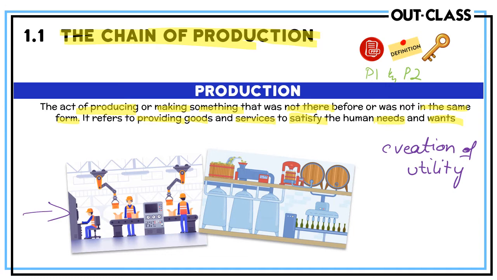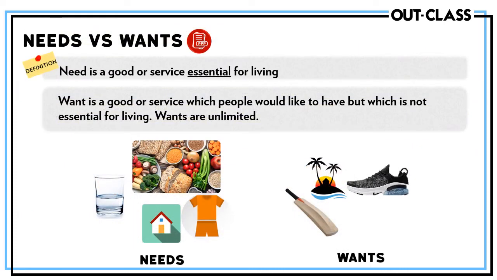Now, because production takes place to satisfy the human needs and wants, we need to know what needs and wants are. So basically, needs are those goods and services that are essential for living. That is, no human being can live without these essentials like food to eat, water to drink, shelter to live, and clothes to cover yourself and protect from heat or cold. So basically, if these necessities are not fulfilled, you would certainly die.